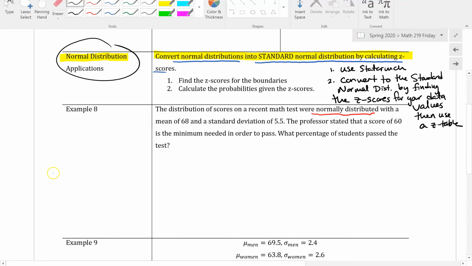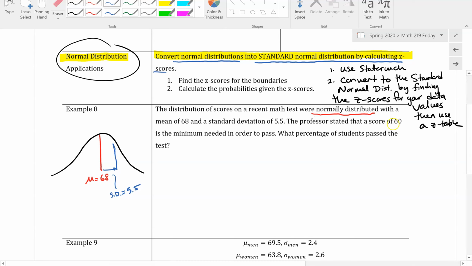So if we think about it, I'll just kind of draw it off to the side. What's going on here is it's normally distributed, so it's bell-shaped. The mean is 68. And then I have every standard deviation that I go to the left or right. One standard deviation is 5.5 points. So if I go above or below the mean, a standard deviation, that's how much I go.